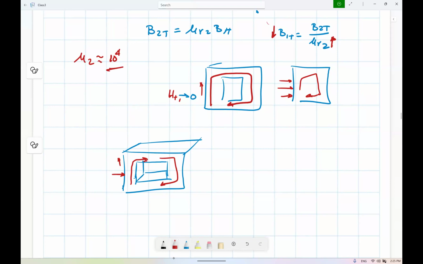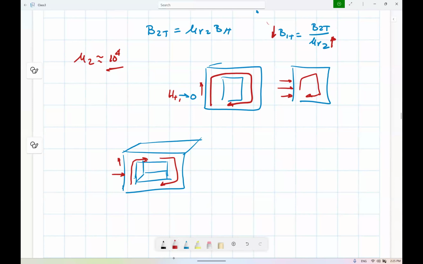Yeah. So if the normal component needs to be the same and the tangential component is 10 times bigger inside, it means that the field needs to get into the core perpendicular, because the tangential component is very small. Has to be very small. Just like electric field is perpendicular to metal, magnetic field is perpendicular to high permeability materials.